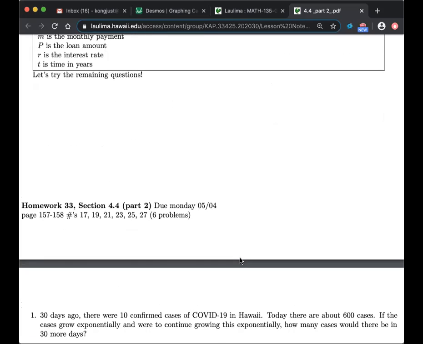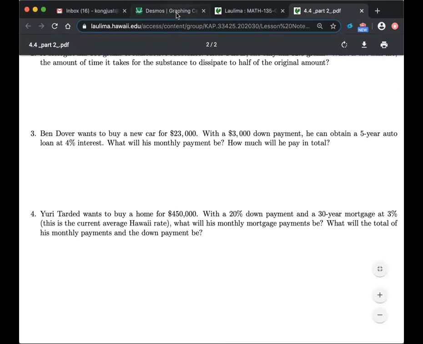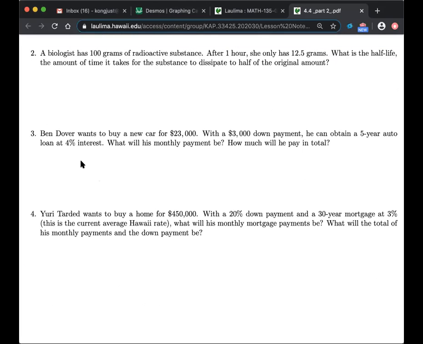So we're going to look at the last two questions, and we're just going to plug it into that formula. Number 3 says Bendover wants to buy a new car for $23,000, with a $3,000 down payment. He can obtain a 5-year auto loan at 4% interest. What will his monthly payment be? And then a follow-up question: how much will he pay in total?